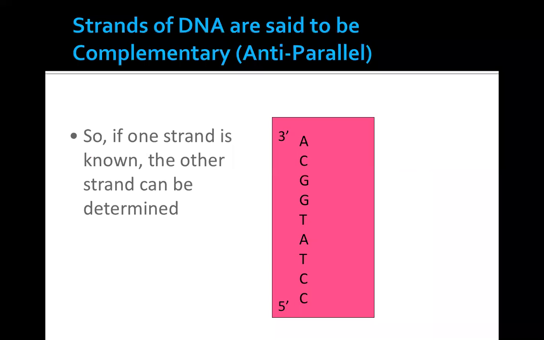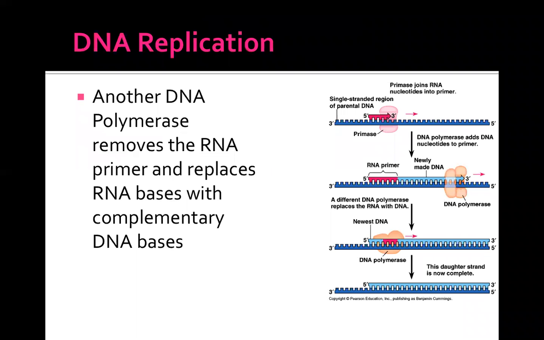So if one strand is known, the other strand can be determined. So I have an A, I go to T, C, G, I'm going to have a C, C, A, T, A, G, G. Okay, we can figure it out.